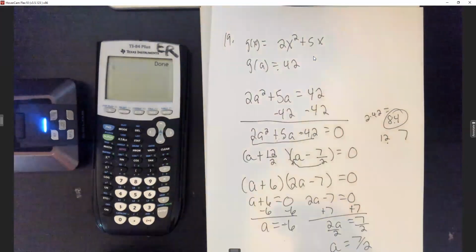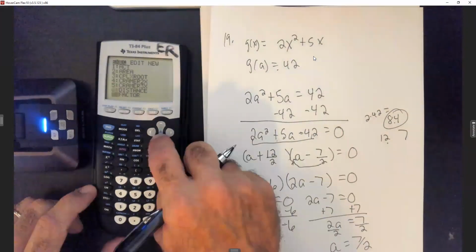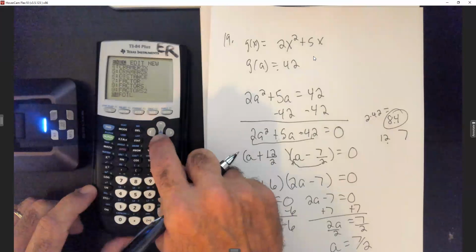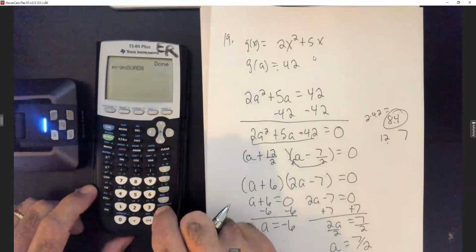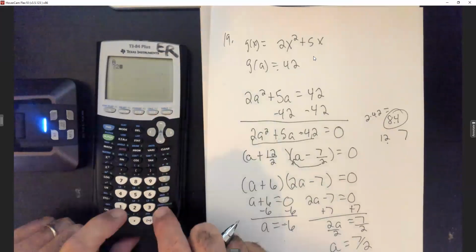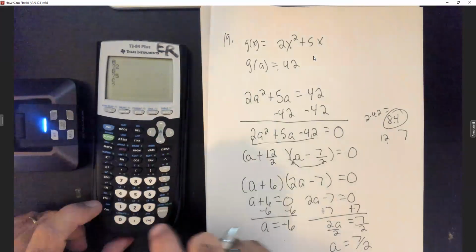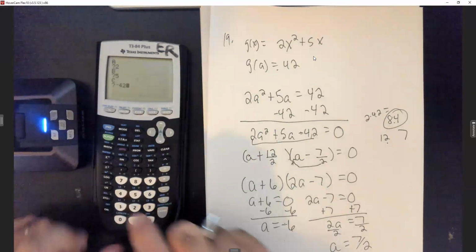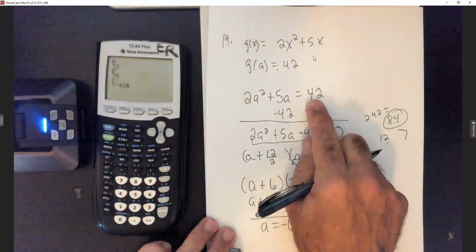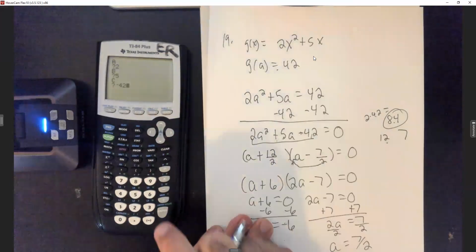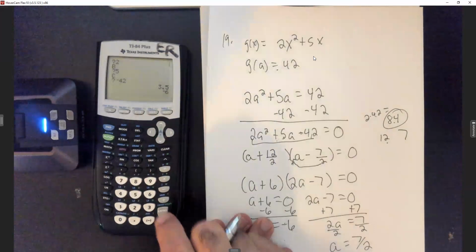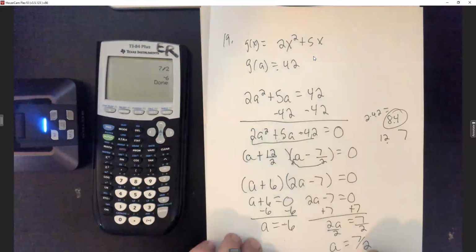So watch this. Program quad. Enter, and then enter to start. So I would have put in my 2, 5, negative 42. Now, if you left that 42 over there and made it positive, you're not going to get the right answer. Now remember, I got to hit enter again because I don't want decimals, and there's my negative 6, 7 halves.